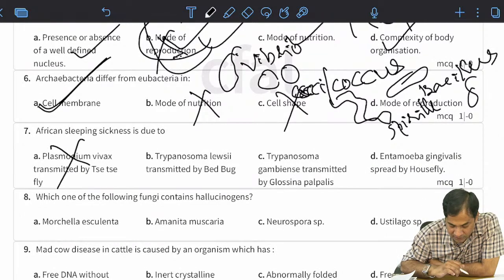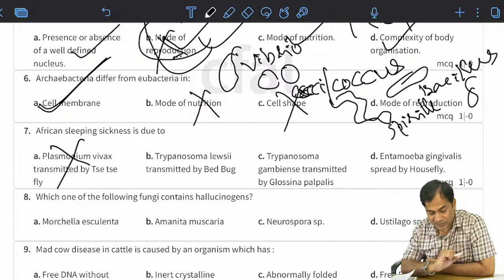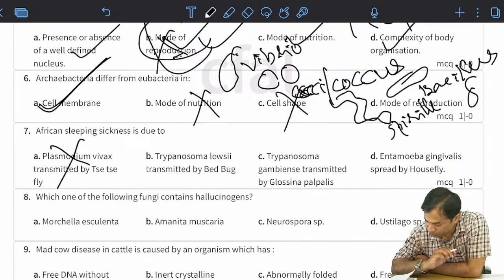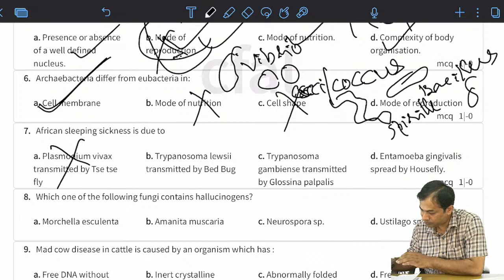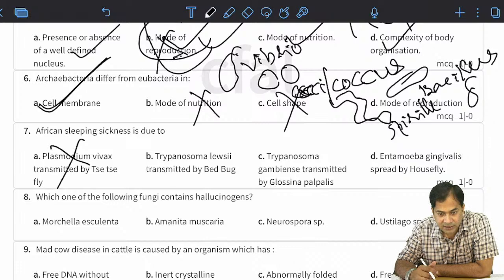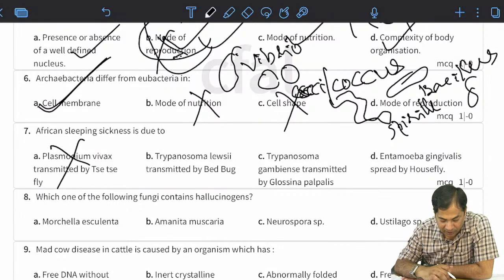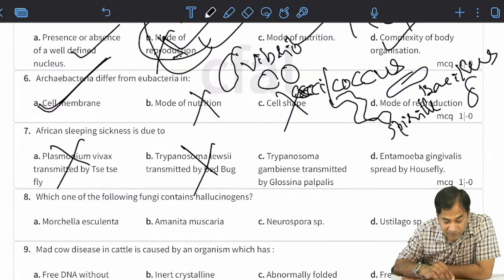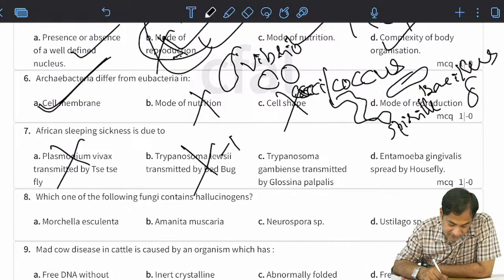Then Trypanosoma lewisi. Trypanosoma lewisi is transmitted by the bedbug. Trypanosoma lewisi infects rodents like rat and mice, and kangaroo rat in America. So this is also wrong. It doesn't infect humans, but sleeping sickness is for human beings.